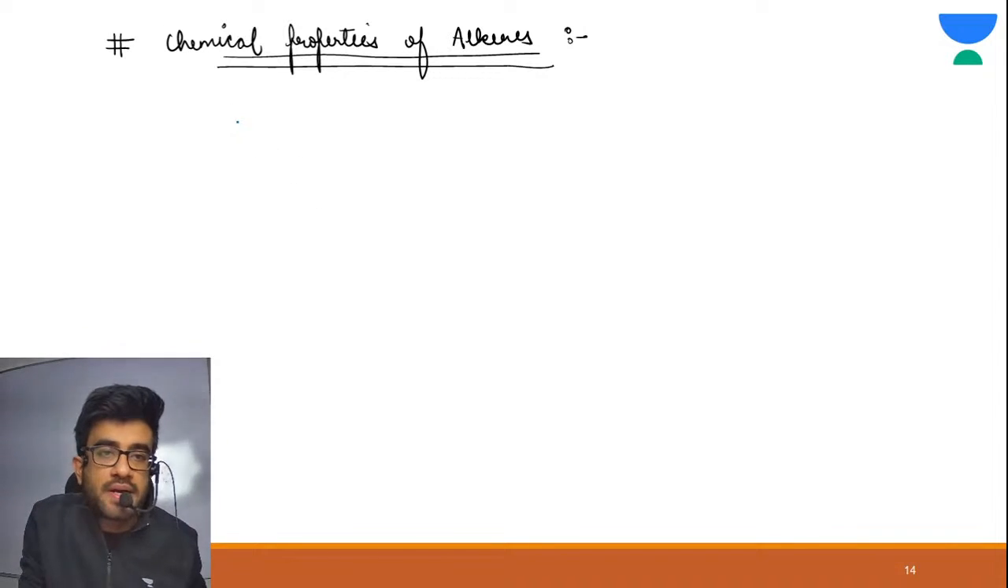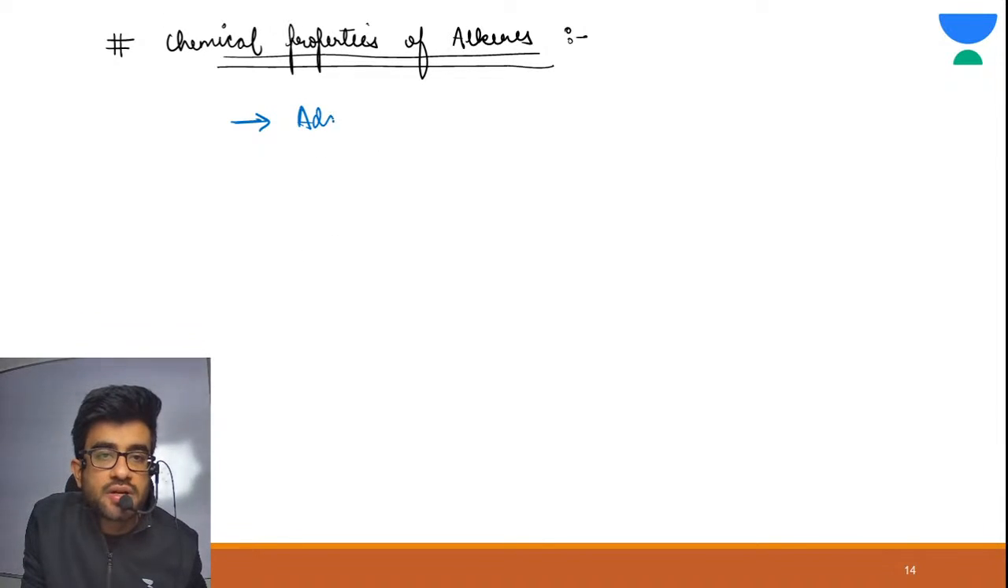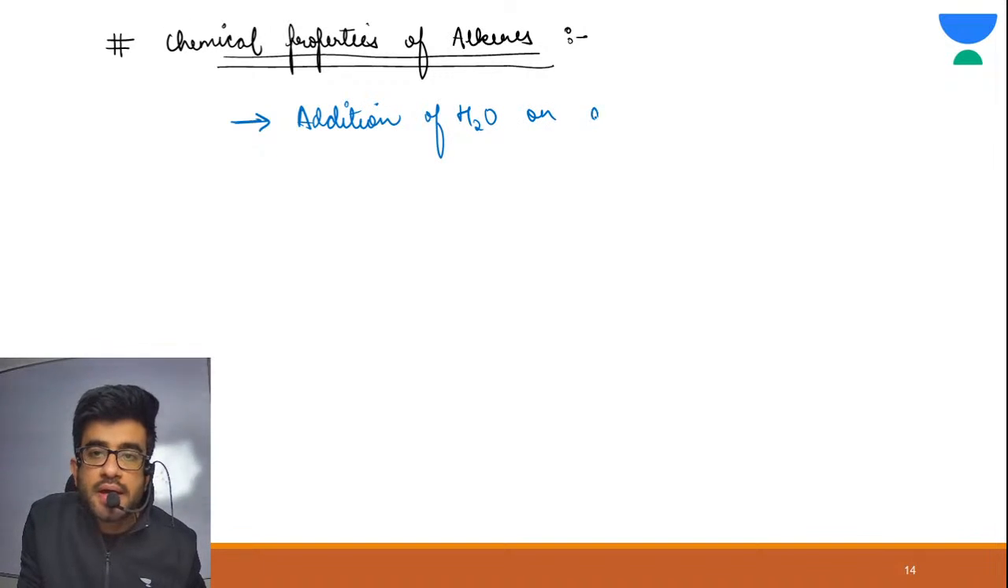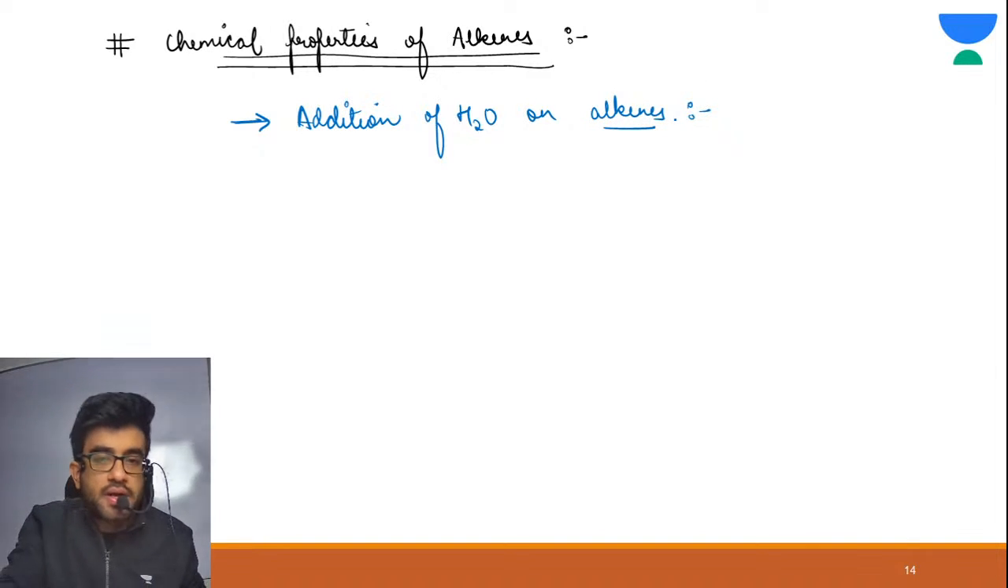The next property which we need to study in chemical properties is addition of water on alkenes. Alright, addition of water on alkenes. So just pay attention here. Everything is the same, you just need to understand the concept.